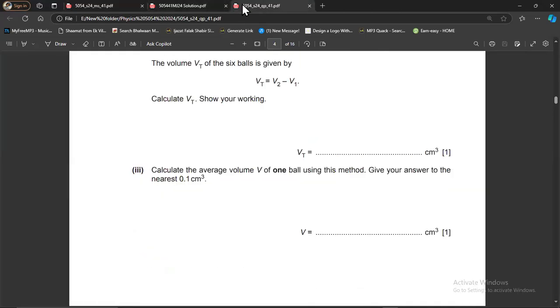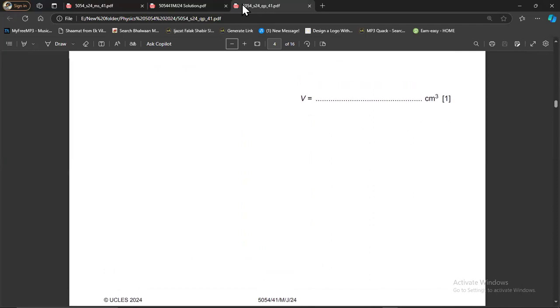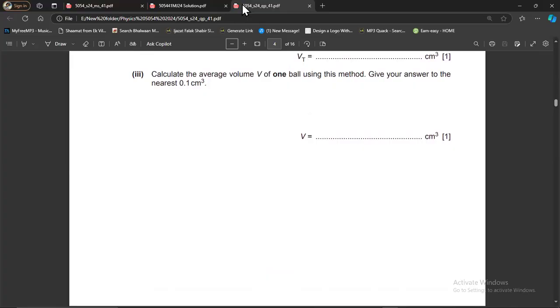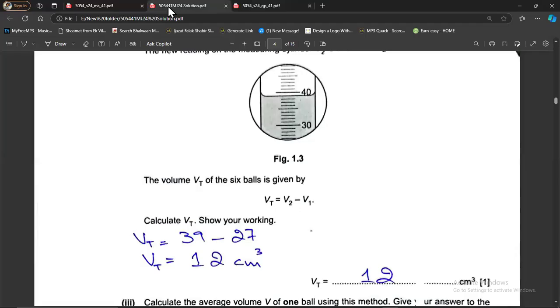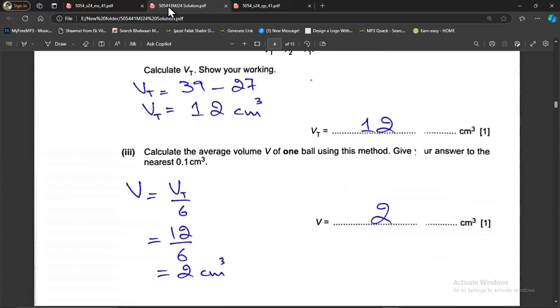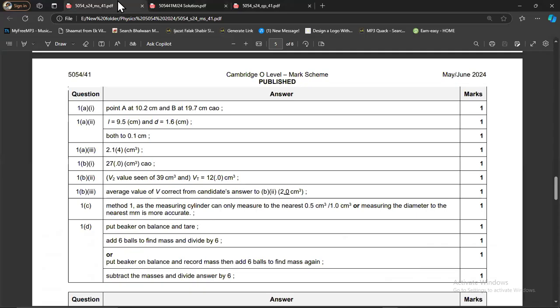Okay, so let's go to the next part, question number 1B. Calculate the average volume of one ball using this method. Give your answer to the nearest 0.1 centimeter cube. I know the volume of the 6 balls, so now I can find the volume of one ball. The volume of the 6 balls is 12, so the volume of one ball will be VT divided by 6. That is 12 divided by 6, and that will give you 2 centimeter cube. So the volume of one ball is 2 centimeter cube. So this answer is right.